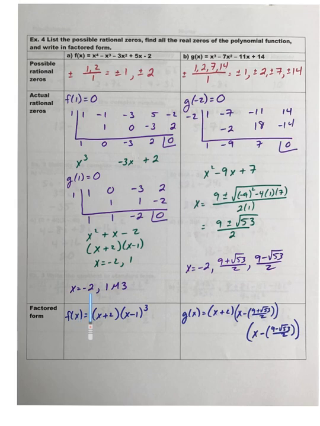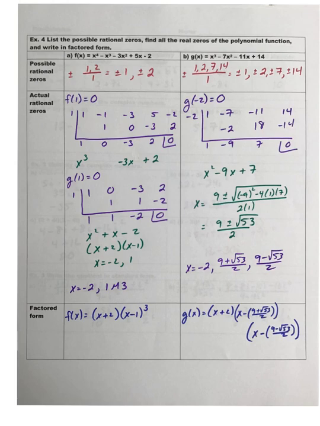So my x's are negative 2 and 1, but the 1 has a multiplicity of 3 because here f of 1 equals 0, here g of 1 equals 0, and then here this factor also gives us a 1. So that has a multiplicity of 3. So in factored form, f of x equals x plus 2 times x minus 1 cubed.